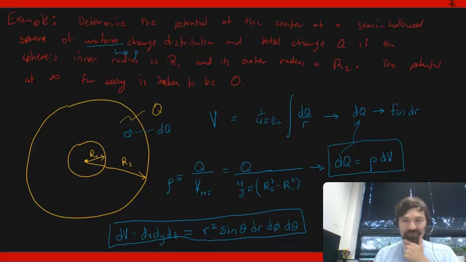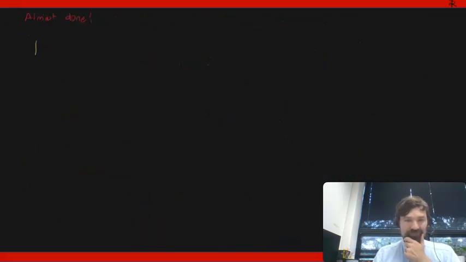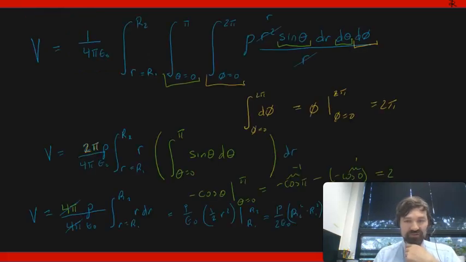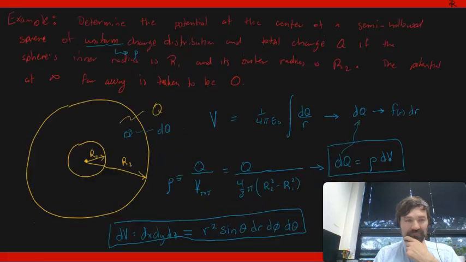So remember that rho is actually total charge q divided by total volume, which is 4/3 pi times r outer cubed minus r inner cubed. That basically just matches what we did on this page, although on this page I accidentally wrote squared instead of cubed. They are in fact cubed, these are volumes.